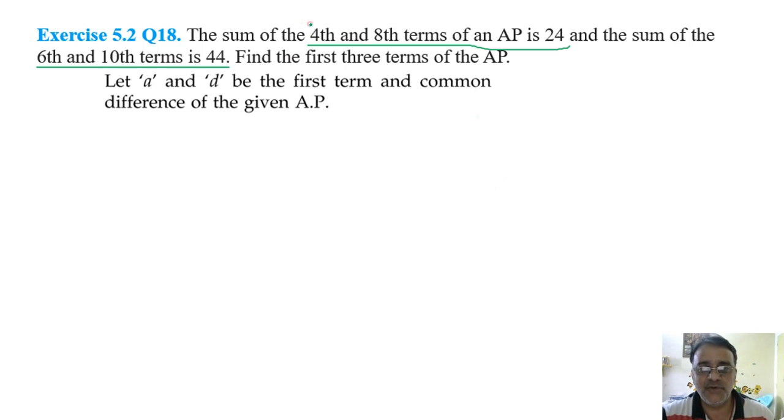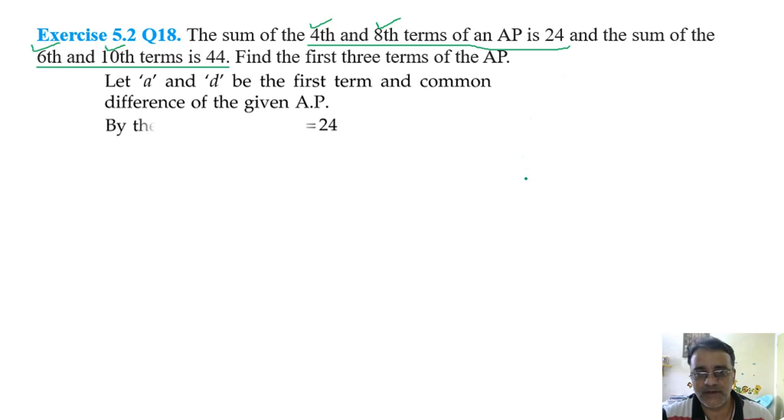So what is the 4th term? A4. How will you write A4? A plus 3D. And how will you write 8th term? A plus 7D. 6th term? A plus 5D. 10th term? A plus 9D. Right.